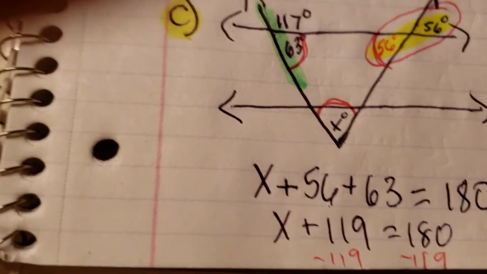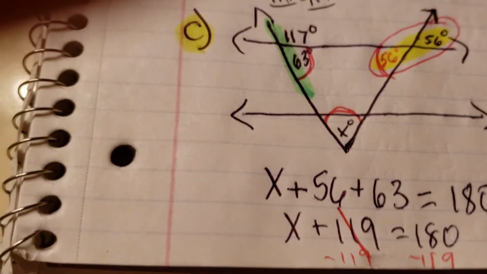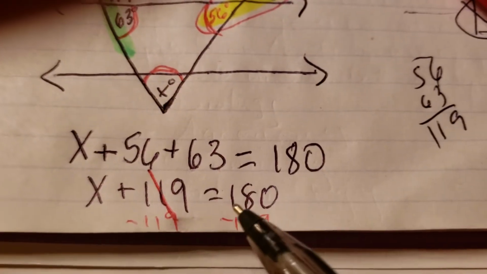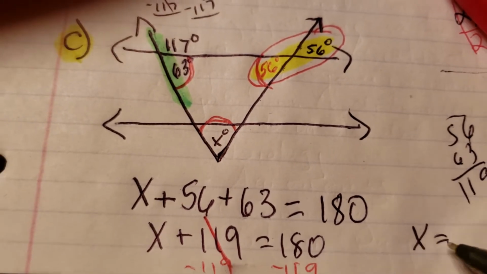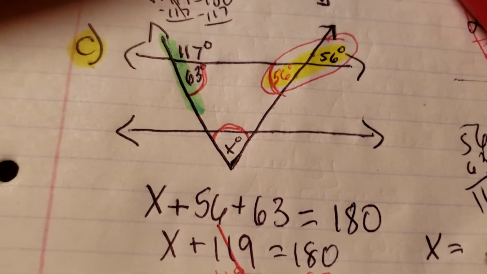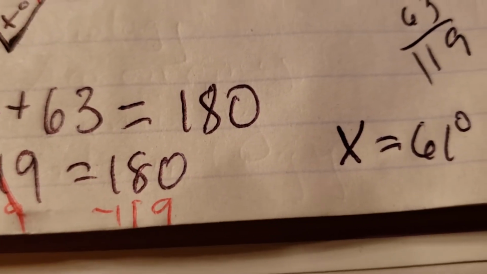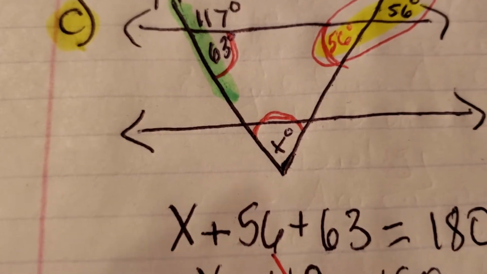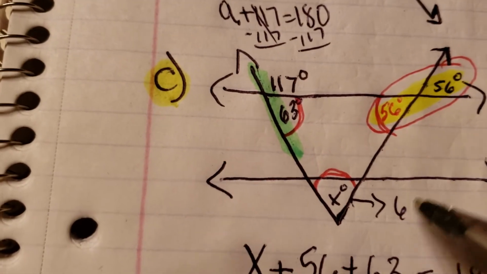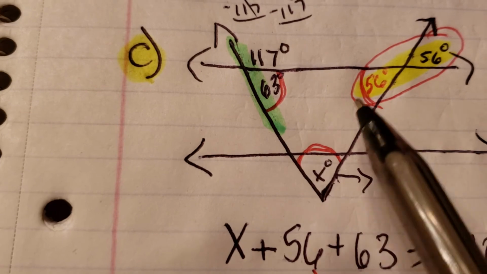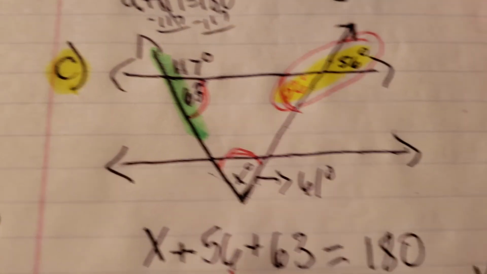I ran out of room. These cancel. That's why we did it. So now, of course, our unknown angle x is going to be 180 minus 119. So x is going to equal 61 degrees. 61 degrees. Okay? So then if we go and we recheck, x is going to be 61 degrees. So 61 degrees plus 56 degrees plus 63 degrees equals 180. Done.